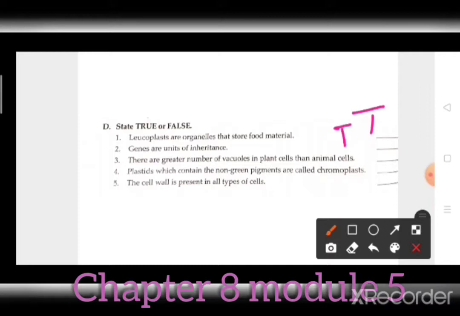This is false. Because plant cell has generally one large vacuole and animal cells have small vacuoles and many in number. Fourth one is plastids which contain the non-green pigments are called chromoplasts. This is true. Then the last one, the cell wall is present in all types of cell. This is false. Because in plant cells only cell wall is present, not in animal cells.